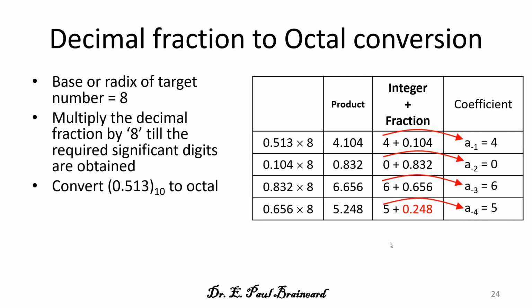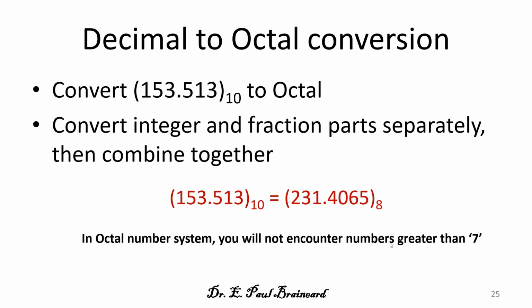So write in this order. The decimal number 0.513 is equal to 0.4065 in octal format. Another example of decimal to octal conversion: 153.513 to the base 10 is equal to 231.4065 in the octal number system. In the octal number system, you will never encounter digits greater than 7.